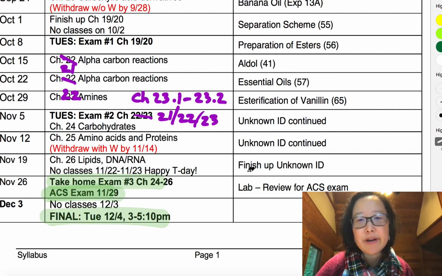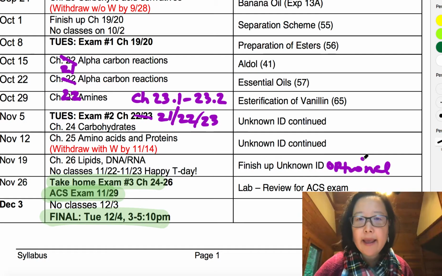So this period here is optional. And then our last lab period is a review for the ACS exam. I'm not sure if I'm sort of thinking it should be a required time for us to spend practicing.